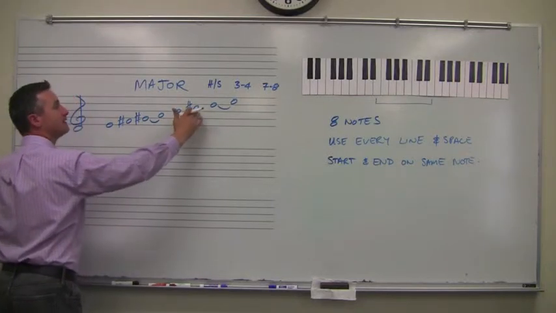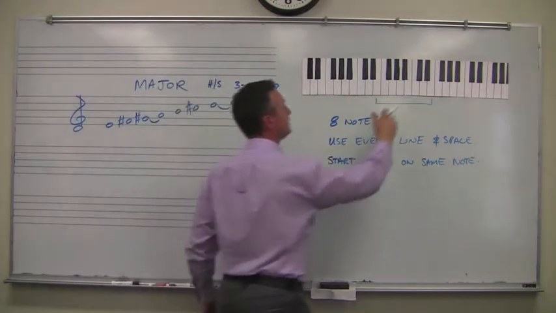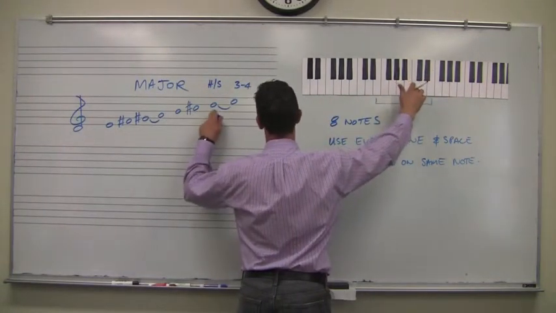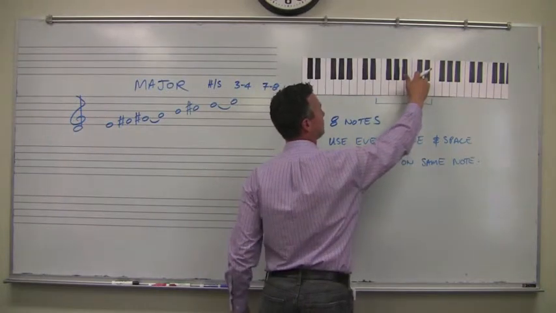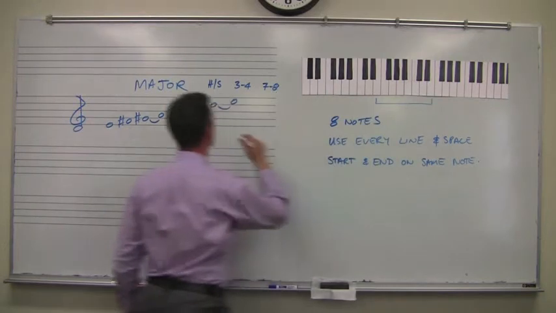Let's keep going. C sharp to D. C sharp to D, we need a whole step. C sharp to D, that's a half step. We need to make it D sharp.